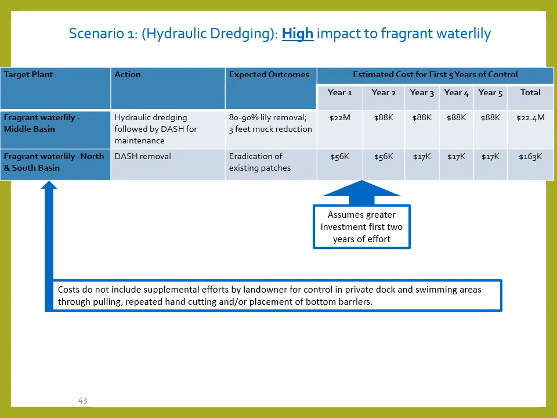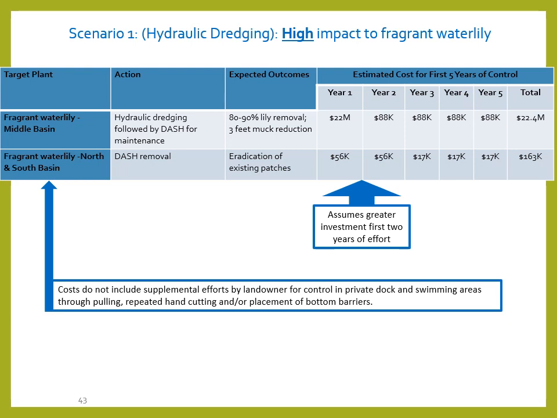The intent of Scenario 1 is to provide the highest level of impact to fragrant water lily and to remove legacy sediment in the middle basin, where the management goal would be 80 to 90% removal of fragrant water lily and approximately 3 feet of sediment removal to improve navigation.